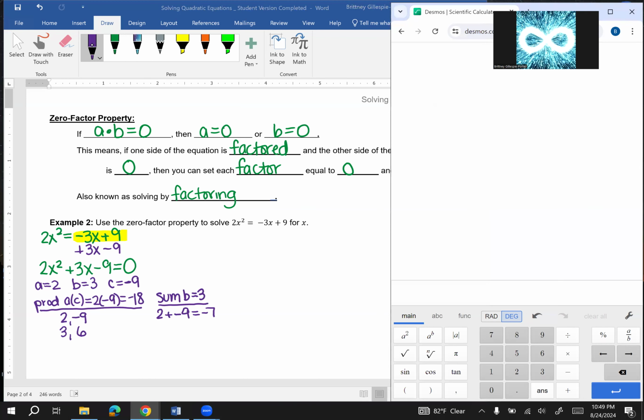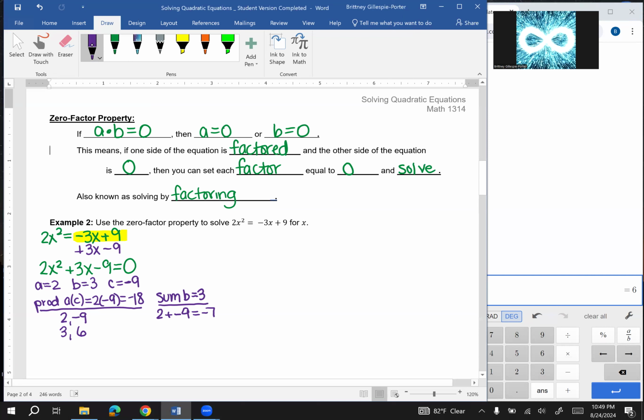And if you're not seeing where these numbers come from right away, if we were to take 18, and we've already had 2 and negative 9, so the next number up from 2 is 3. 18 divided by 3 gets me 6, which is why I can include 3 and 6 in my list, but I need a negative 18. So one of these numbers needs to be negative.